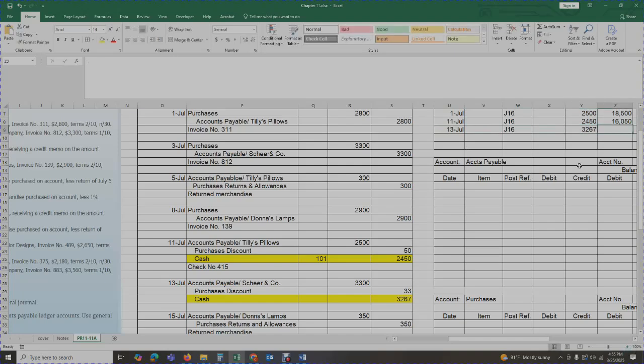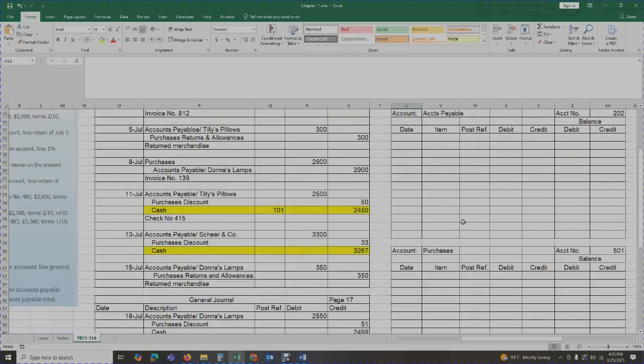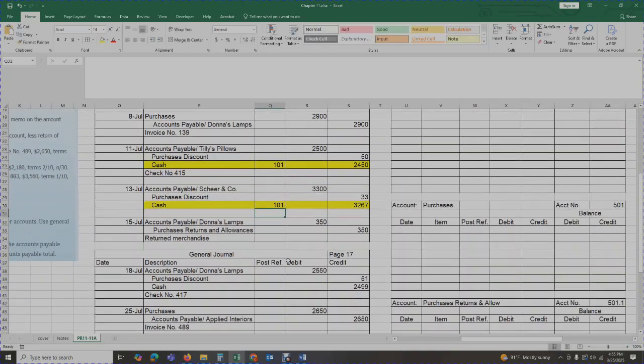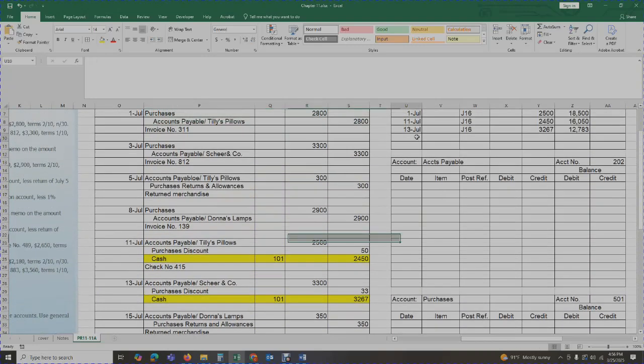So I'm going to subtract from the 16,050. Let me move it a little bit, that way you can see it. So the 16,050 minus the 32.67 leaves me with cash of 12,783. I'm going to go back and enter account number 101 here. Keep on going, and we have another entry for cash down here of $24.99. This is happening on July the 18th.